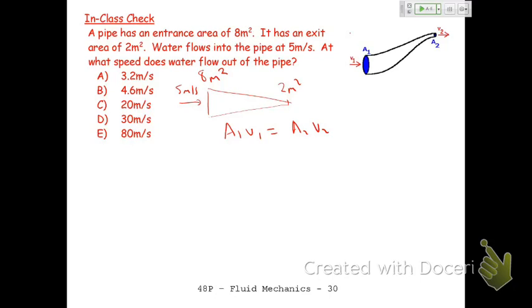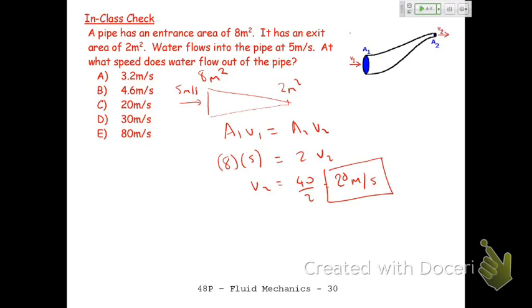Okay. So this is going to be 8 times 5 is equal to 2 times V2. So V2 is equal to 40 over 2, which equals 20 meters per second. And again, I can make it interesting by giving you the radius rather than the area, or I could give you the area in non-standard units.